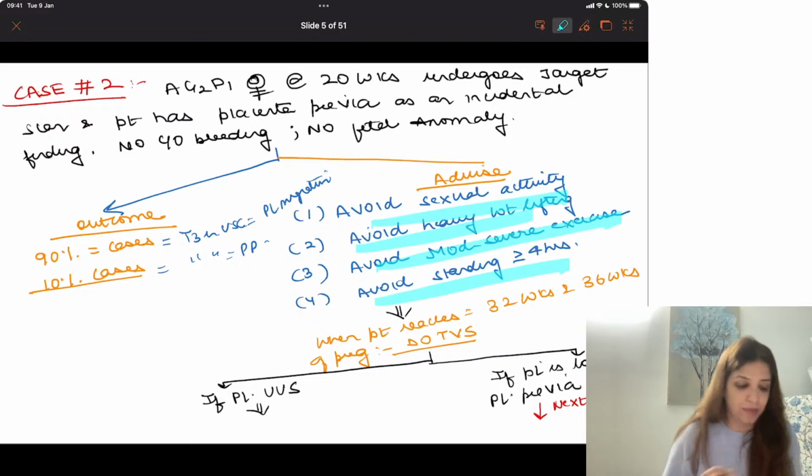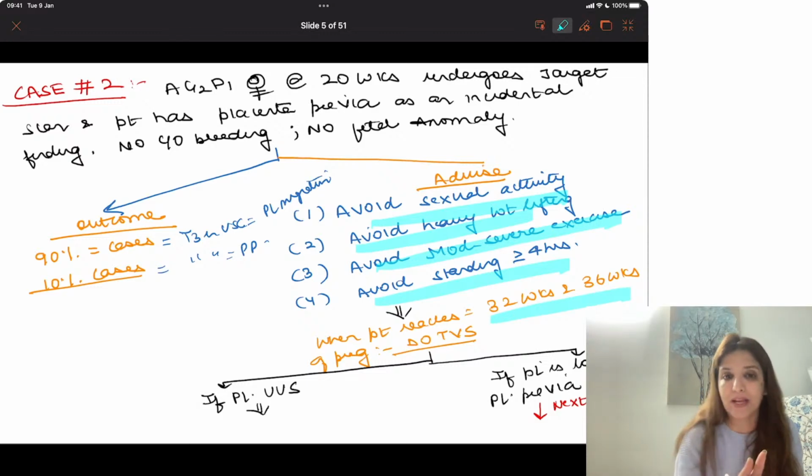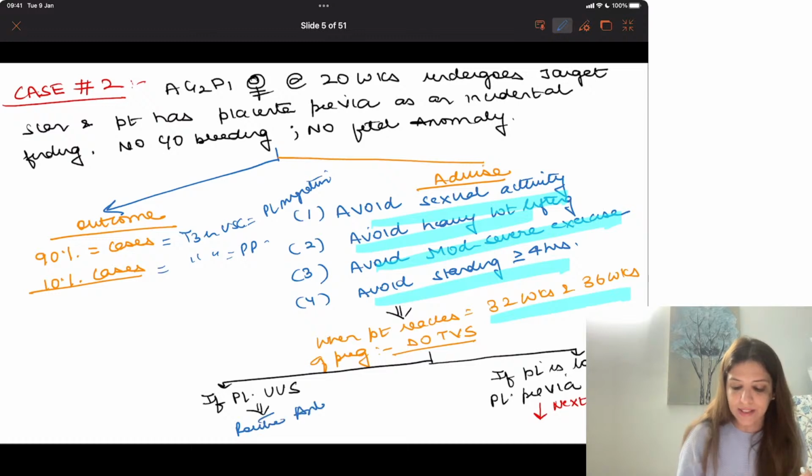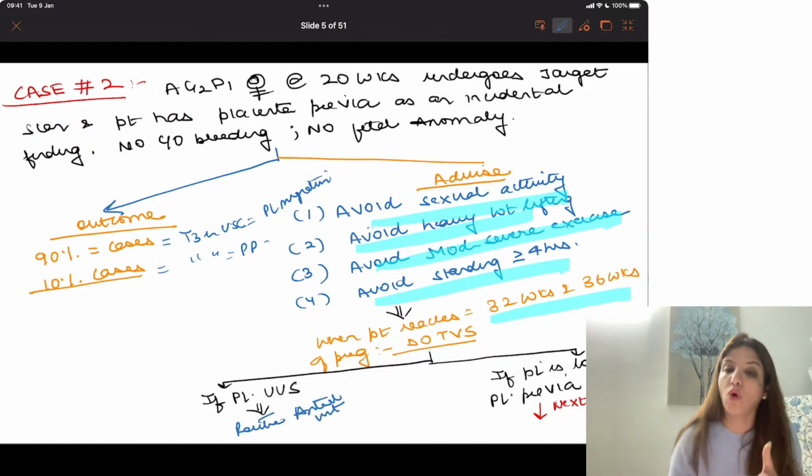And then you are going to tell your patient that she is going to get her ultrasound done at 32 weeks of pregnancy and 36 weeks of pregnancy. The investigation of choice is TVS. At 32 weeks and 36 weeks, if I see that the placenta has gone into the upper uterine segment, then I will continue with the routine antenatal visits. And if I see that it is a low-lying placenta or a case of placenta previa, then I am going to schedule a cesarean section, somewhere between 36 to 37 weeks.